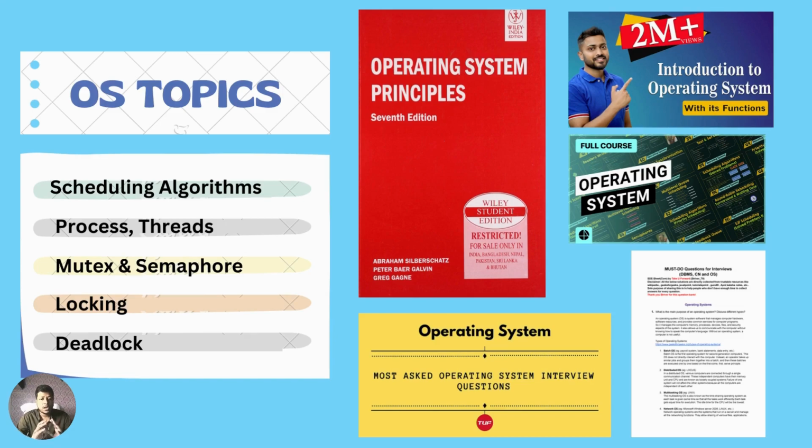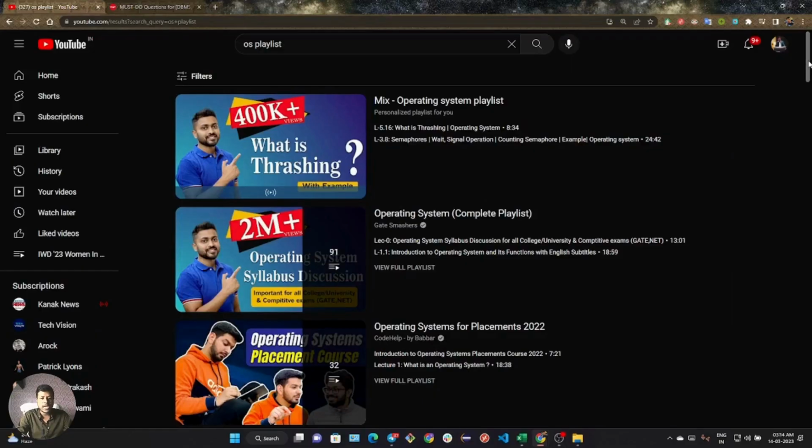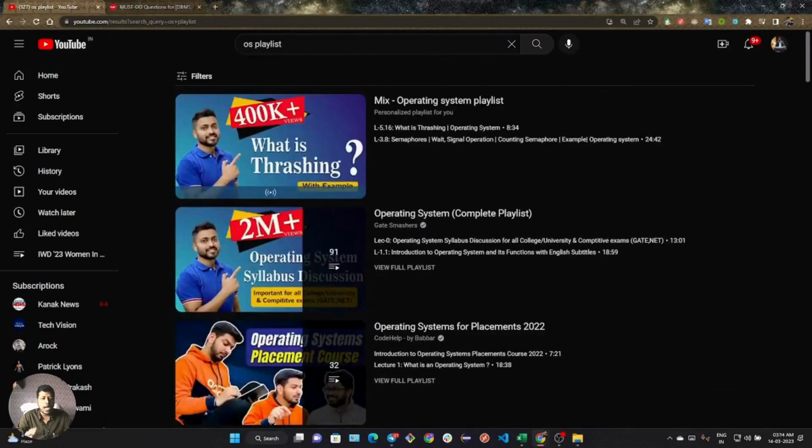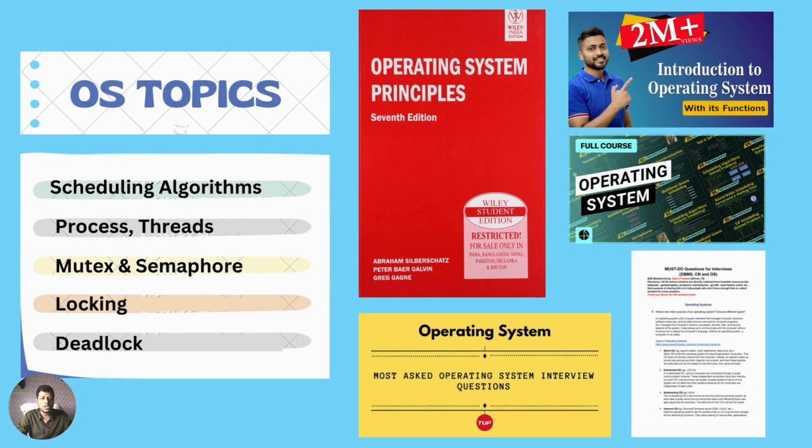If you want to prepare comprehensively on operating system, feel free to check out the ebook Operating System Principles by Galvin, which is a very well drafted and very renowned book for operating system. If you want to look for some online content, feel free to check out any of the playlists that are available online on YouTube. What I would personally recommend is watching the Gate Smashers playlist or Neso Academy's playlist. Both are equally very good and have been proven to be beneficial for a lot of viewers.